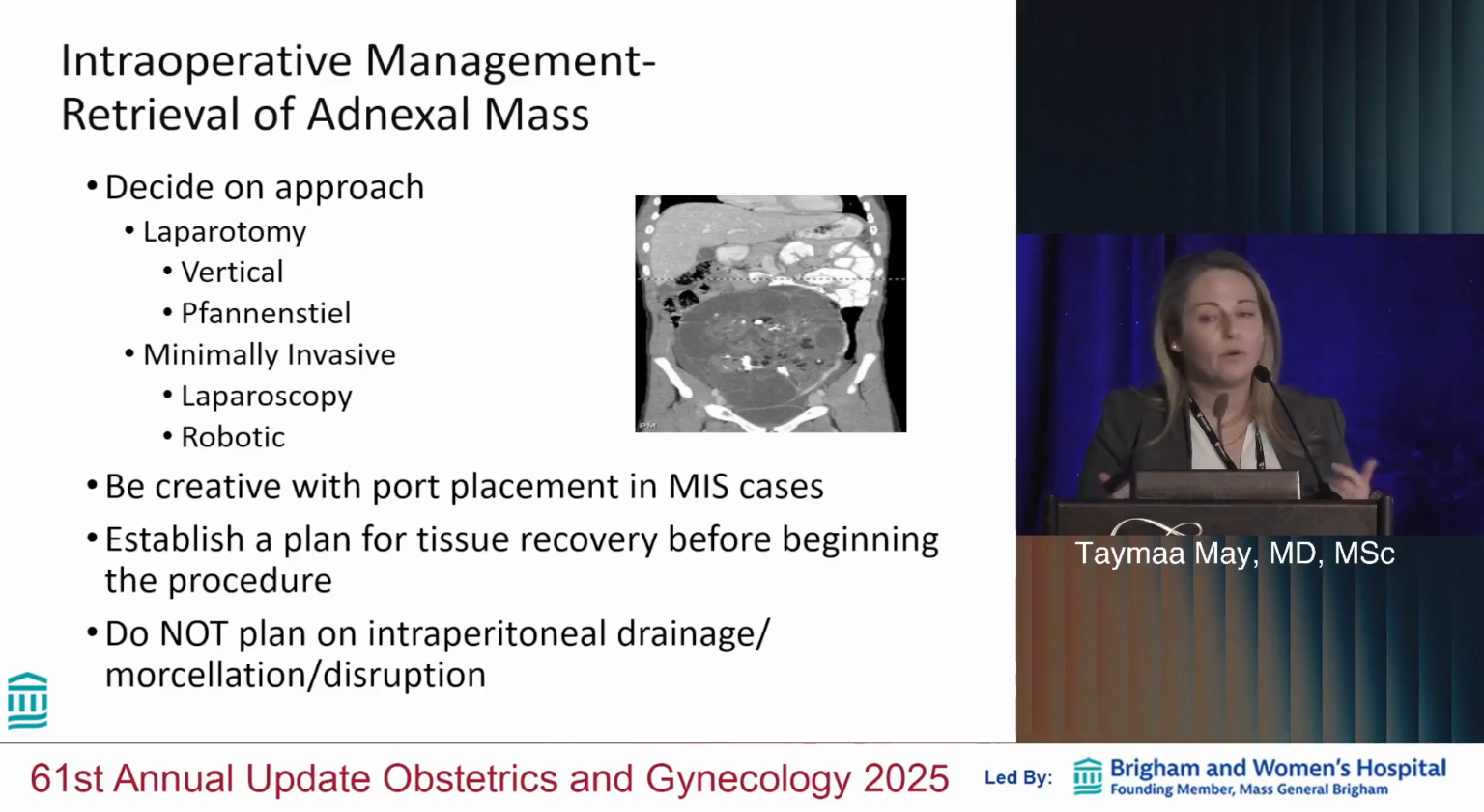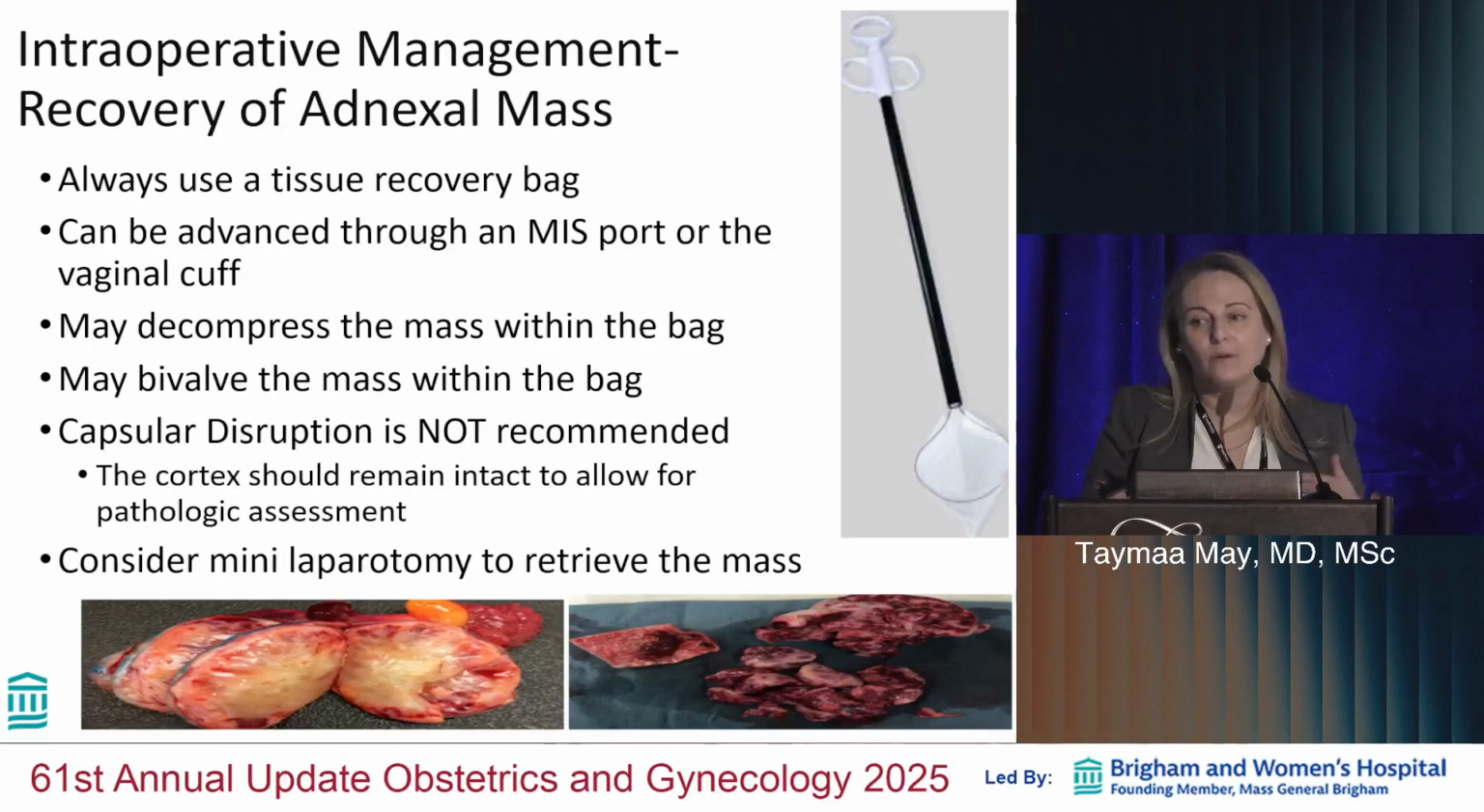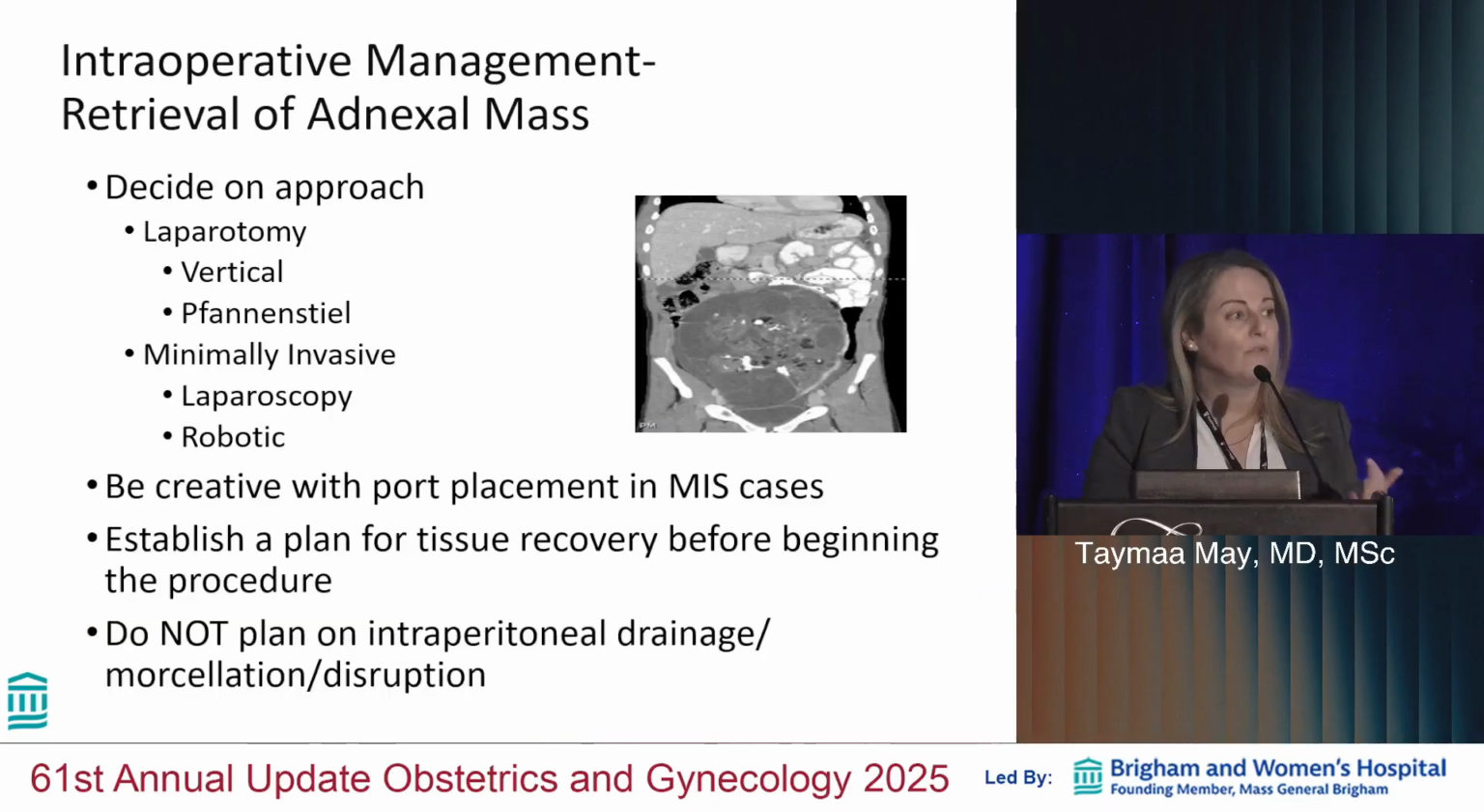You can go left upper quadrant, you can put 3 on the left, 1 on the right. Doesn't matter, you can do whatever works that you find will be helpful for that patient. So starting with a survey and looking around and then deciding where to put the ports, which is most beneficial for that tumor.